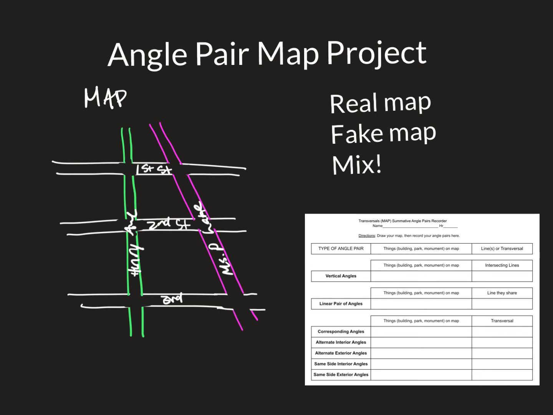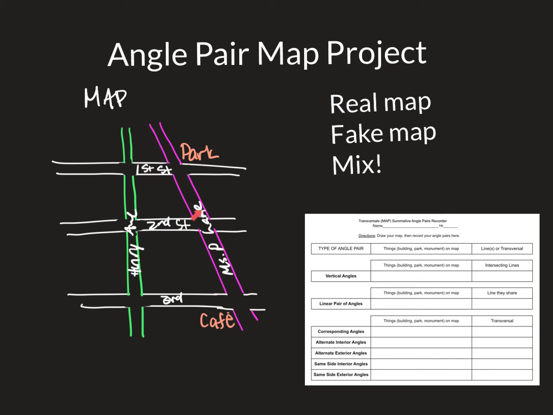Now you need to start placing buildings or things at the corners of your streets so that you can put them on the map. So for example, here I've added a park and a cafe. The cafe is at Miss Perkins Lane and 3rd Street. The park is at Miss Perkins Lane and 1st Street. So the line that they're sharing is Miss Perkins Lane.